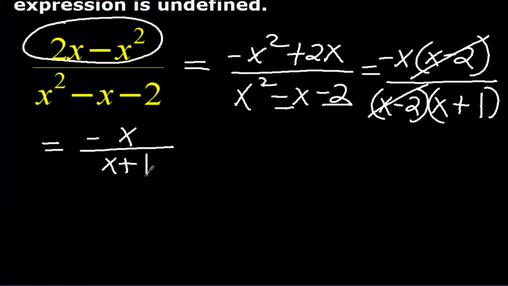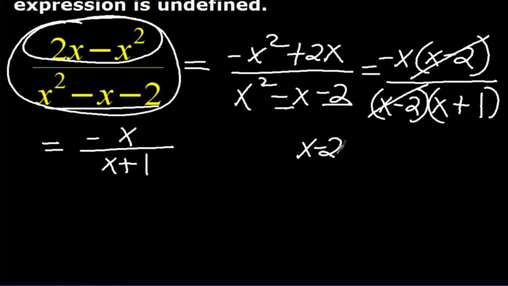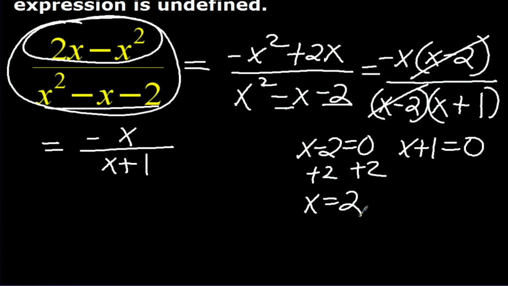Now remember, I also want to figure out if there's a scenario where this could possibly be undefined, and I'm talking about the original expression. So I have to take the factors of the denominator, x minus 2 and x plus 1, set them equal to 0, and solve. If I add 2 to both sides here, that gives me x equals 2. So when x is equal to 2, this denominator, if I substituted it back in, would give me a 0 there and make this undefined.